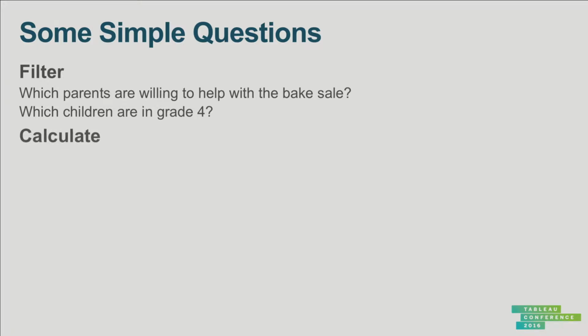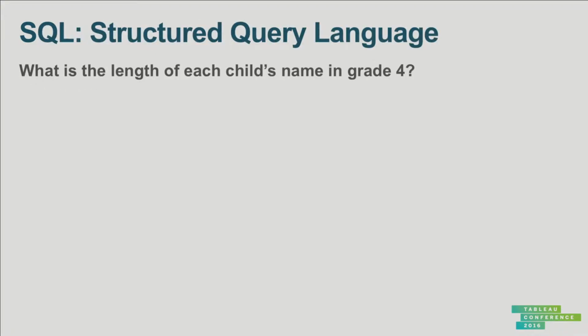We'll also do calculations. Sometimes we call these projects. Right? What is the length of each child's name? The data I've used doesn't actually lend itself to many very nice calculations, so I've resorted to something a little bit hokey. I'm not sure why I'd care about the length of each child's name, but we can do it. We will do it. Okay? So let's put these together and ask a fairly basic question, right? What is the length of each child's name in grade 4? And how would we ask that question of a database?